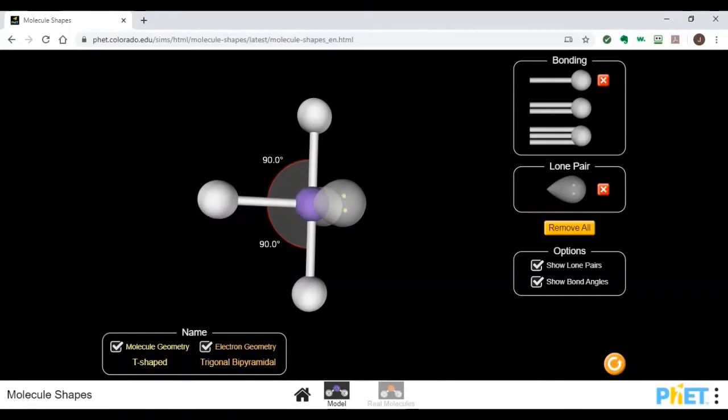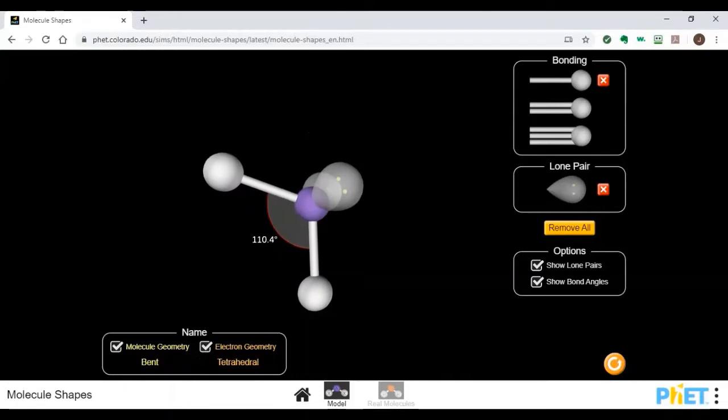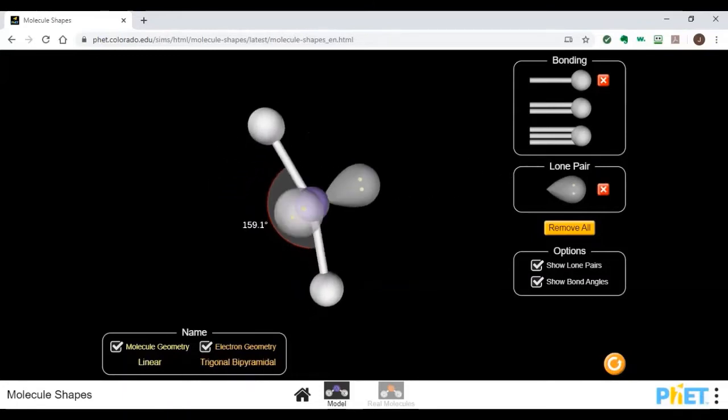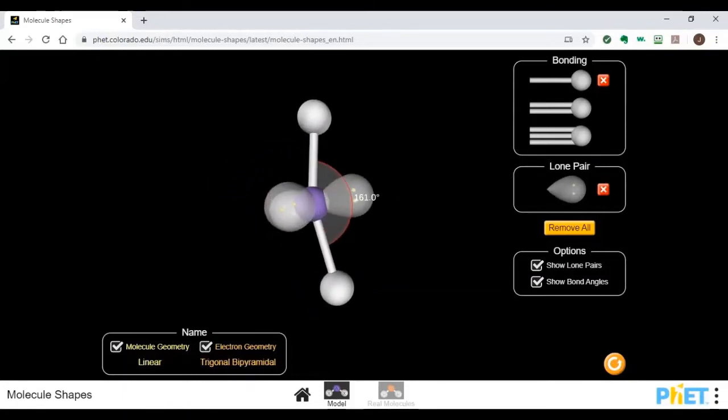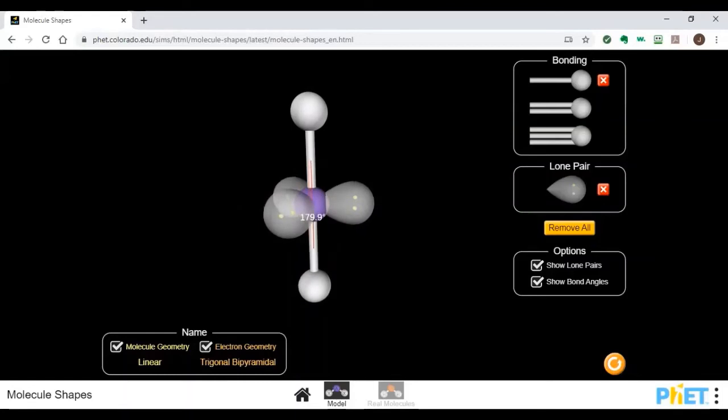The electron geometry continues to be trigonal bipyramidal. And finally, we can have a situation where another one of the atoms is replaced with a lone pair, and then you have what we call a linear geometry, because the three lone pairs have been placed in the formerly equatorial positions of the trigonal bipyramidal structure of the electron groups.